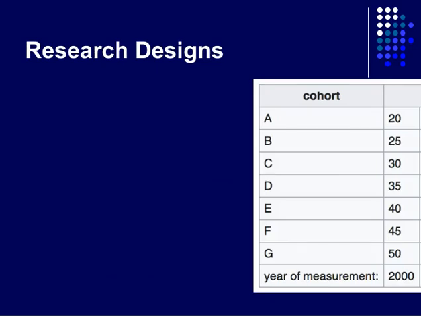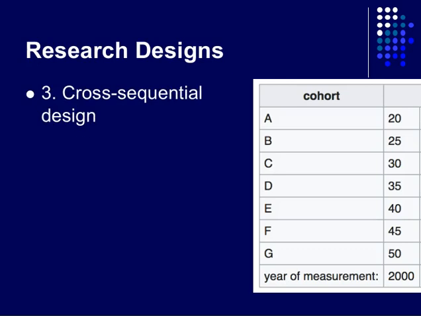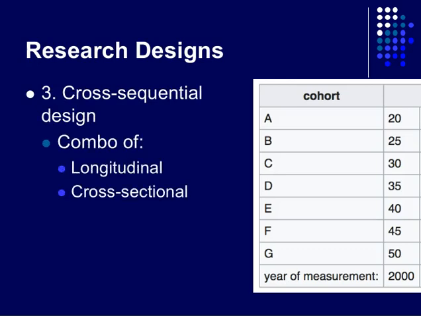The third design that's not mentioned in your book, I think is worth mentioning here, is kind of the best design. It's called cross-sequential. And what they do is they combine both longitudinal and cross-sectional research. As you can imagine, this is very detailed and very expensive, takes a long period of time because you're essentially taking a cross-section and following those people over the years as well. So here's an example of part of it.